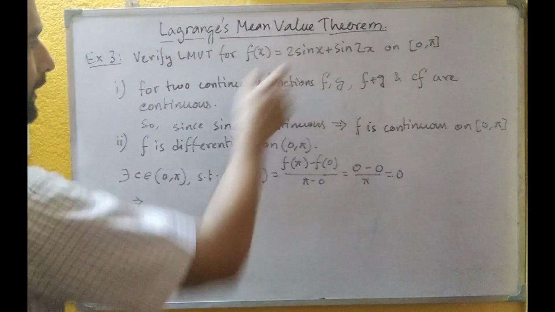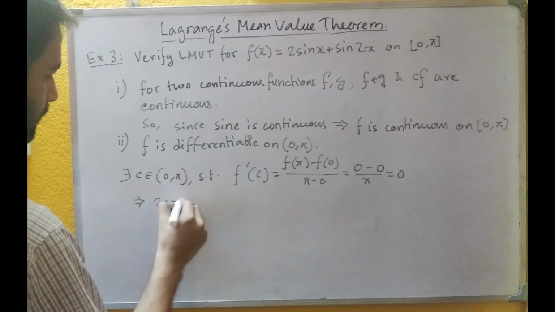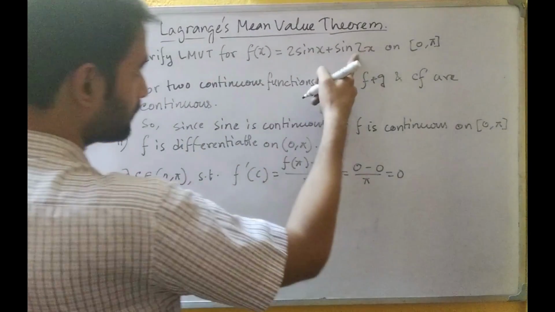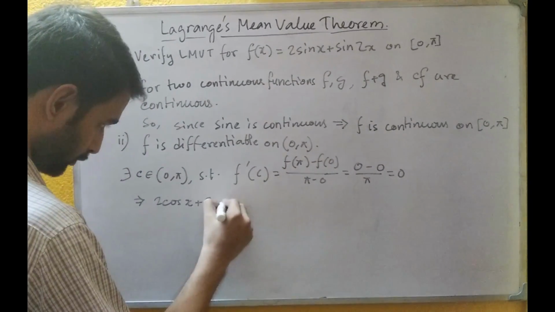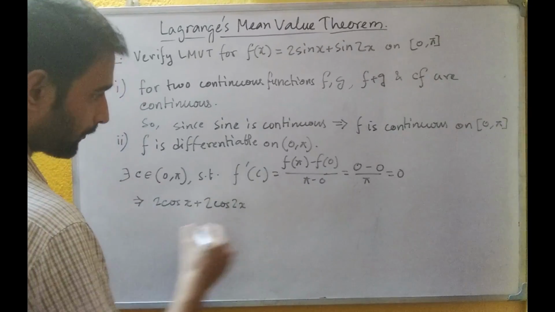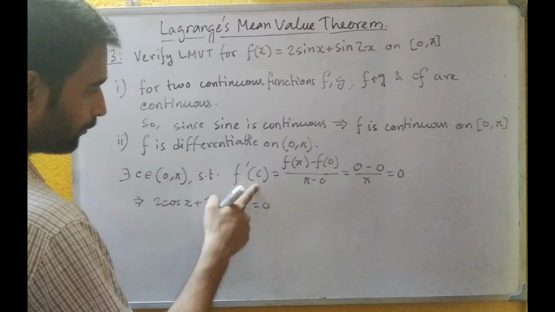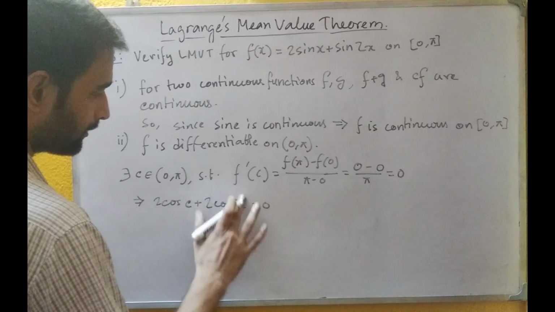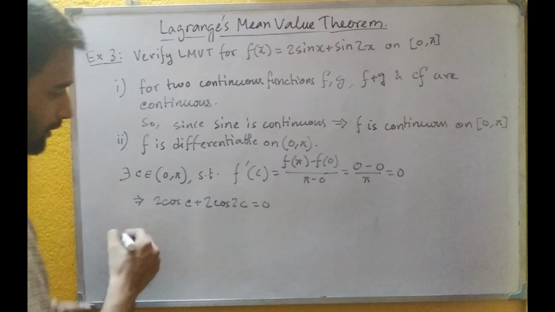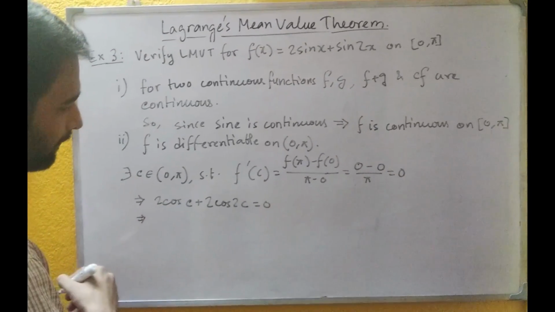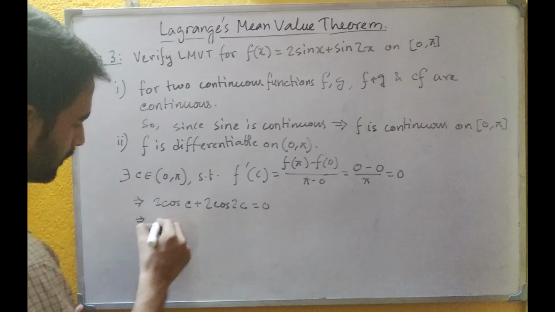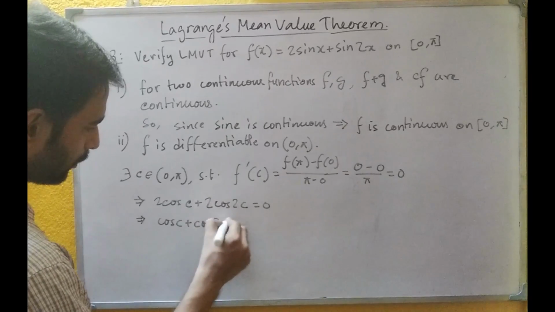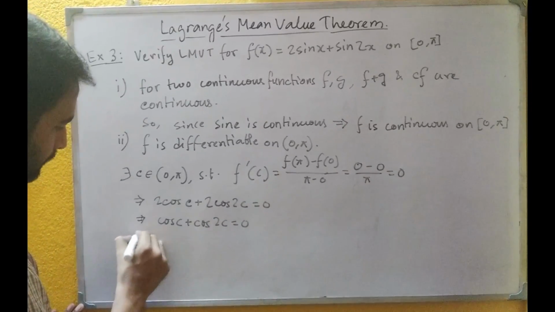Now the derivative. What is the derivative of 2 sin x? It is 2 cos x plus the derivative of sin 2x, which is again 2 cos 2x, and it equals 0. Now we need the derivative at the point c, so instead of x we write c. So this is the equation, and from this we find the value of c. After cancelling the factor 2, we can write cos c plus cos 2c equals 0.